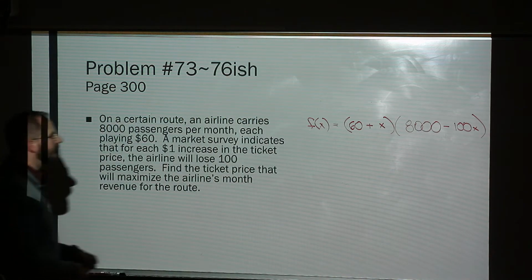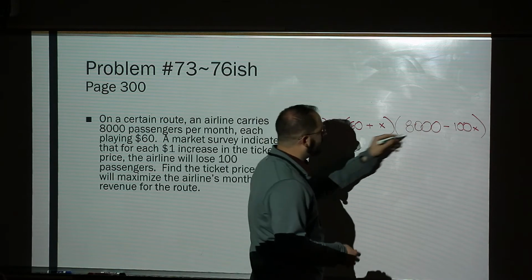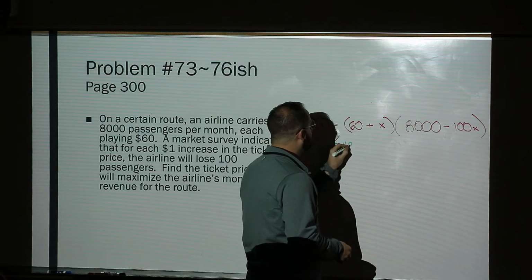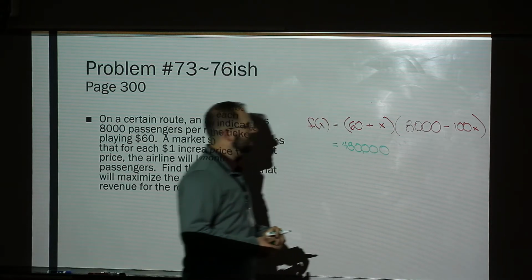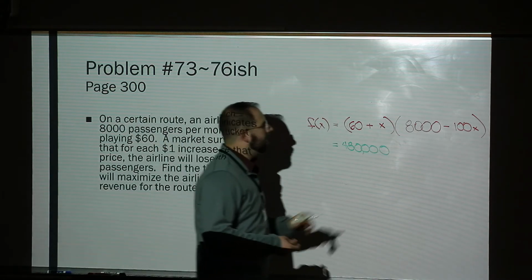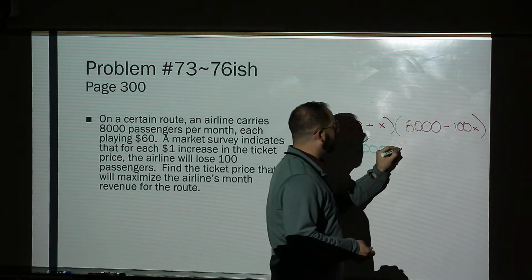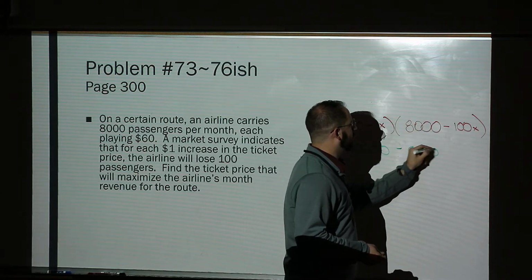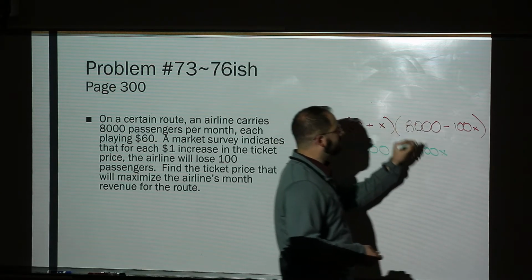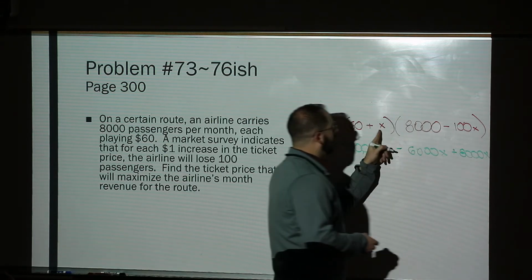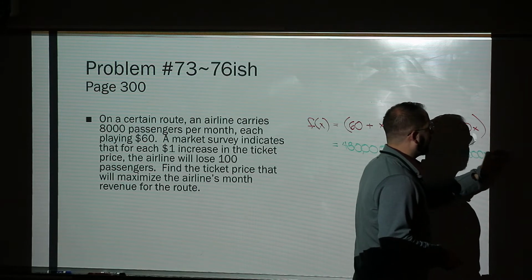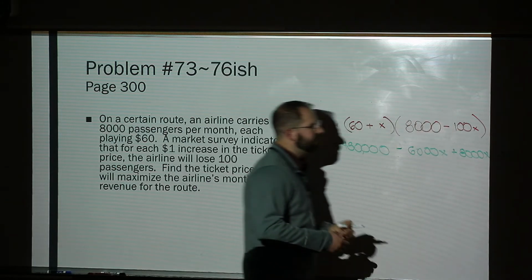So if we FOIL this all out, and yes, we do have to FOIL it out, 60 times 8,000 is a big number, 48 with 4 zeros after it, so it's 480,000. Then 60 times negative 100 is negative 6,000x. Then x times 8,000 is positive 8,000x. And x times negative 100 is negative 100x squared. Okay, so there's my function.